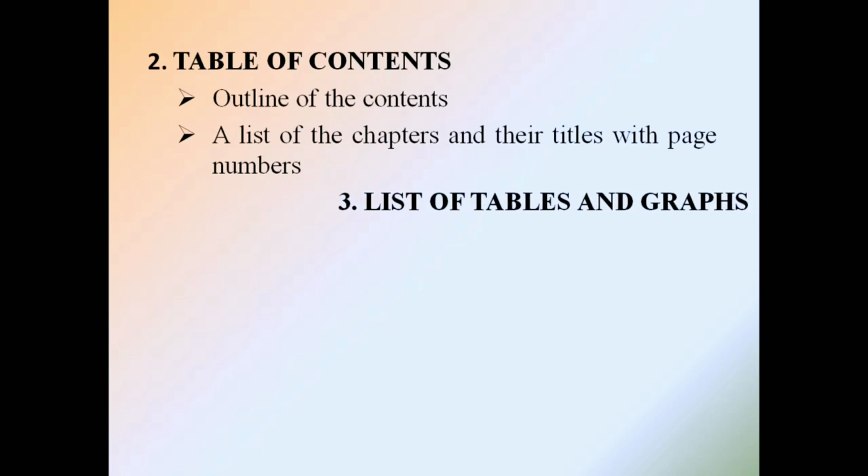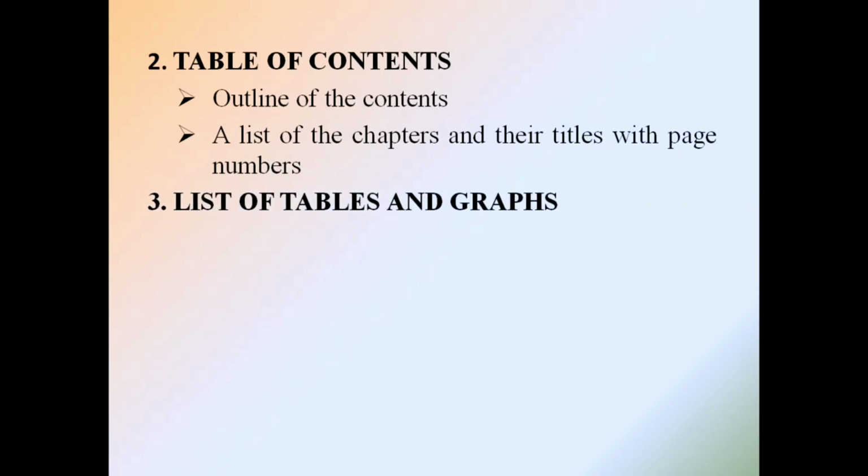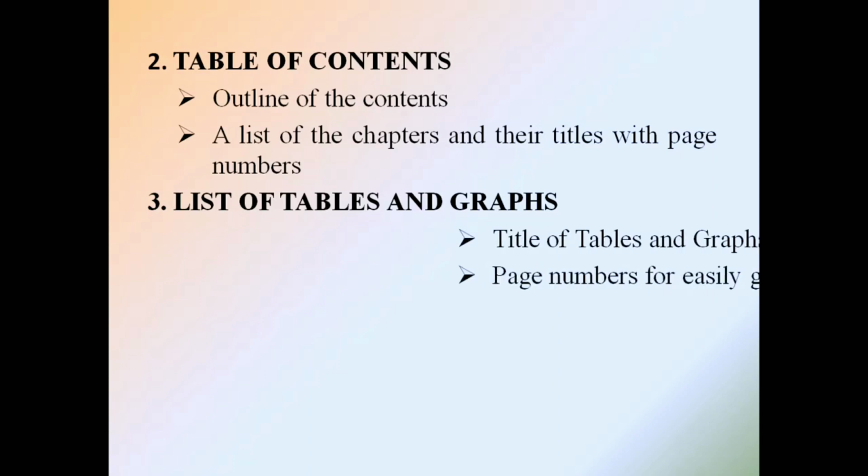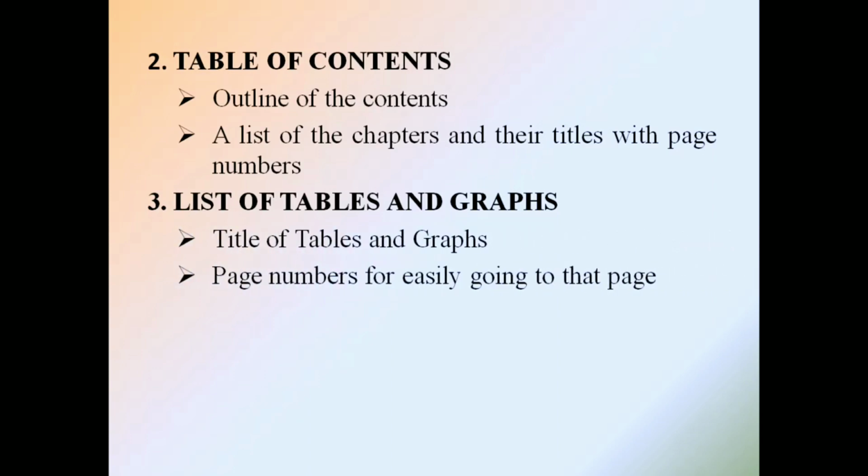The third component of a research report is the list of tables and graphs. In this we include the title of each table and graph, along with the serial number we have given to them. Not only that, we also mention the page number so that we can easily go to that particular table or graph in future for extra or additional research.